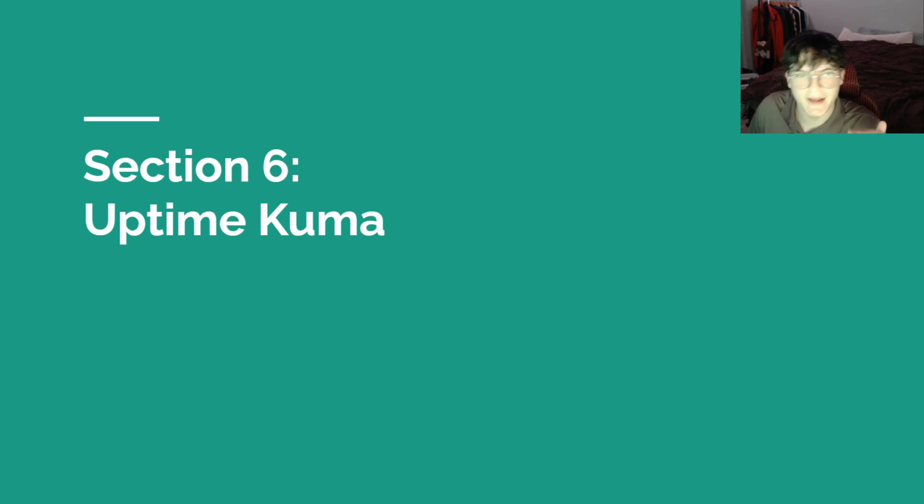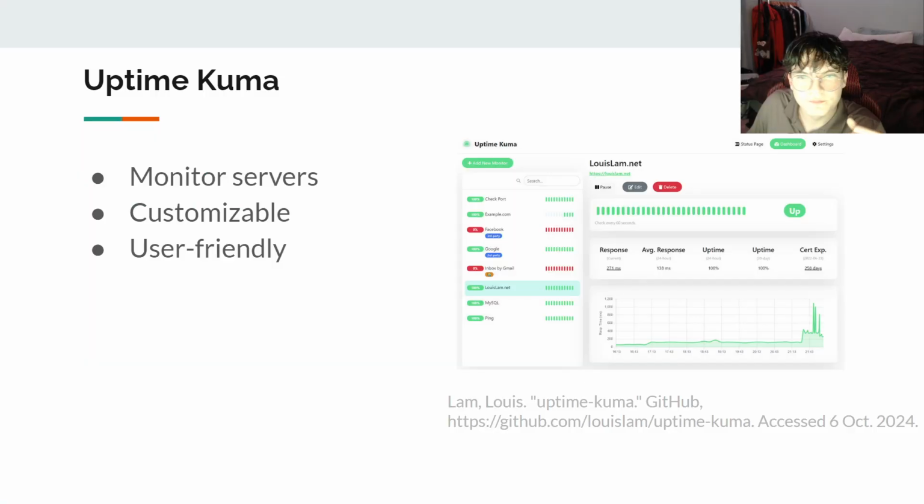In Section 6, I'm going over Uptime Kuma, which is a self-hosted monitoring tool designed to offer a robust alternative to commercial services like Uptime Robot. Uptime Kuma is designed to monitor servers, websites, and various applications, providing real-time status updates and alerts about downtimes or any operational disruptions. The tool includes features such as detailed dashboards, customizable monitoring intervals, and notification options.